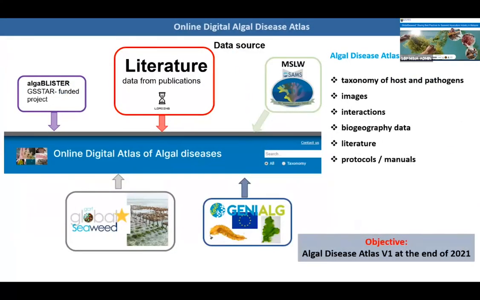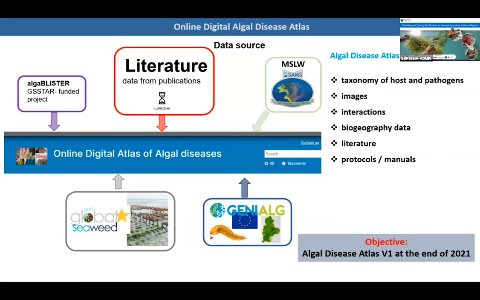So as I said, the Disease Atlas is currently in preparation, and it will contain taxonomic data of pathogens and host algae, as well as image material, like for instance different life cycle stages of the pathogen, microscopic and macroscopic disease symptoms, and so on. Furthermore, it will contain biogeographic data, literature, and protocols.